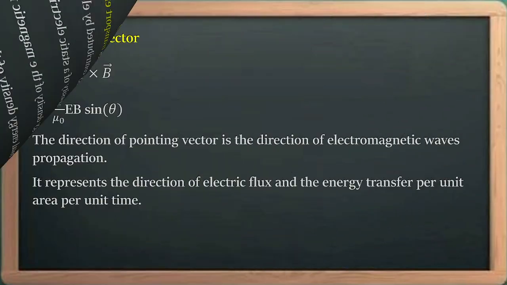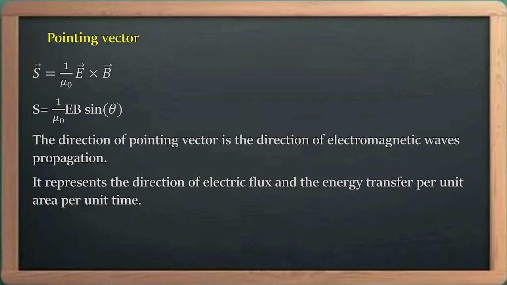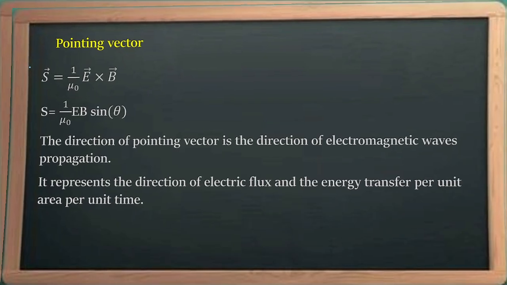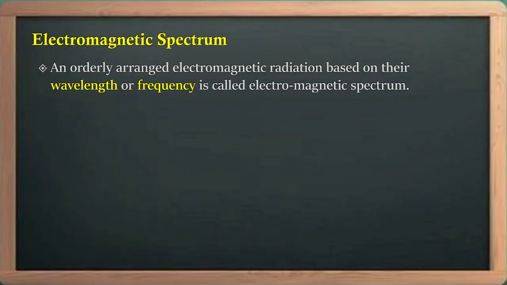Okay. Next we have Poynting vector. Poynting vector represents the direction in which electromagnetic wave is traveling. The direction of Poynting vector is the direction of electromagnetic wave propagation. That is given by this formula, S is equal to 1 by mu naught E cross B. Then we have electromagnetic spectrum.